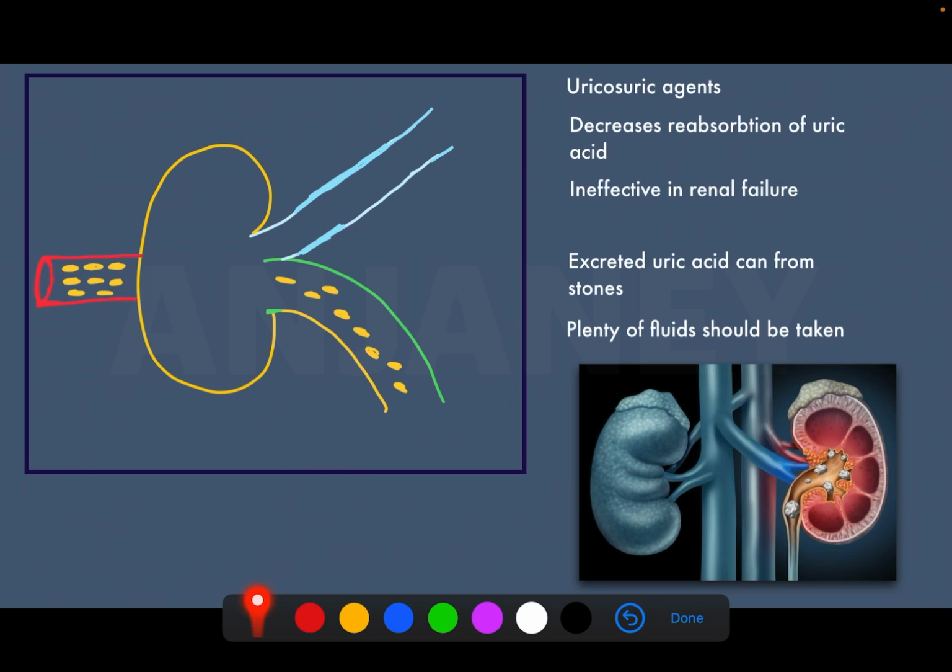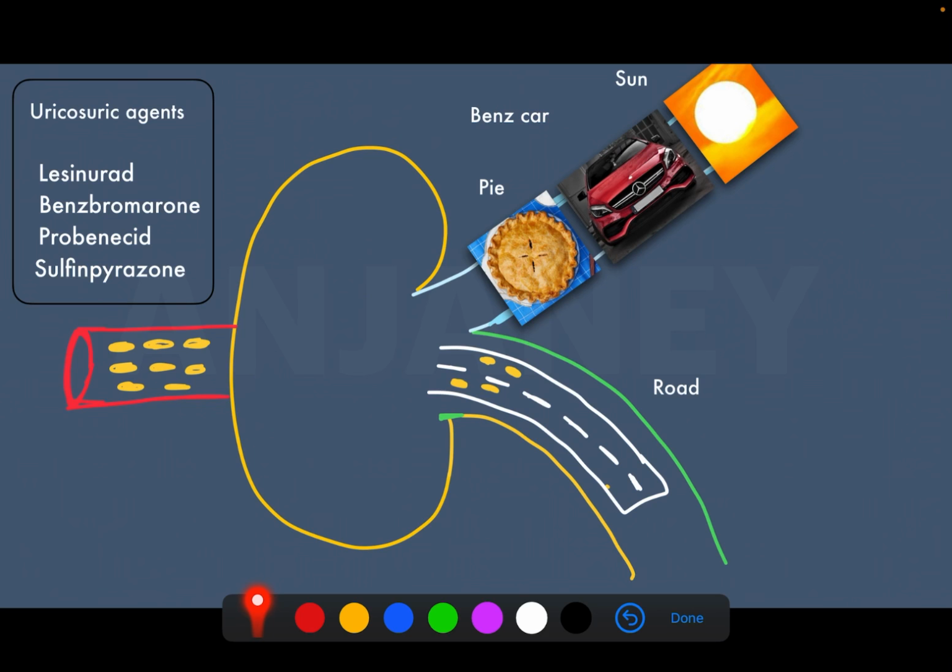If this uric acid is excessively excreted from the kidney, it can get deposited in the kidney and cause kidney stones. So whenever you take this type of drug which excretes uric acid, you are advised to take a lot of fluids, right? Take a lot of fluid, otherwise this uric acid is going to cause stones inside the kidney. This is the most beautiful concept. We'll differentiate this from the uricosuric agent, right? Now, what are the drugs?